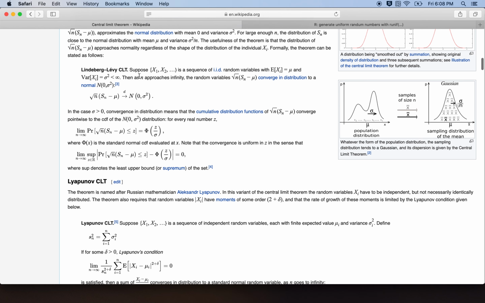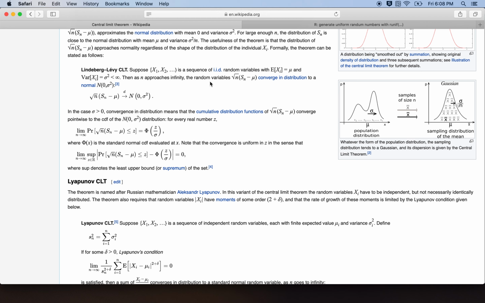So basically what it says is that if you have n samples from some distribution, and these are all independent, IID. So the IID stands for independent and identically distributed. So they're all coming from the same distribution, and that distribution has some mean mu and some variance sigma square.